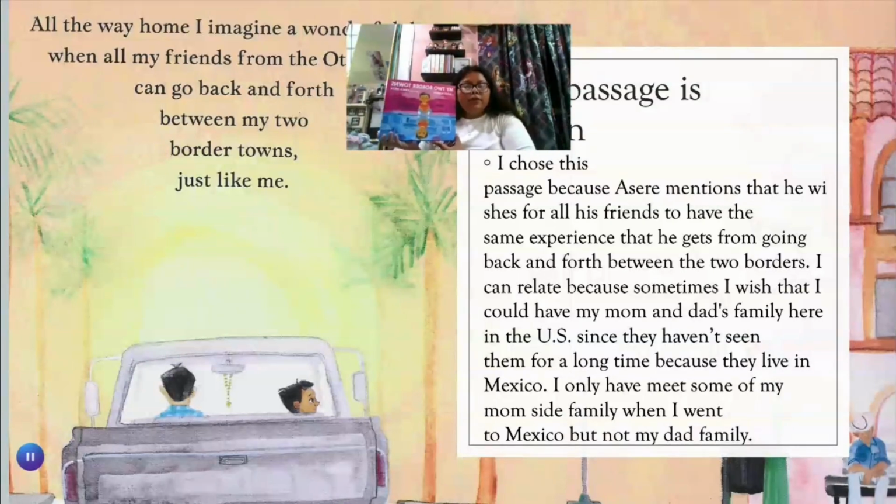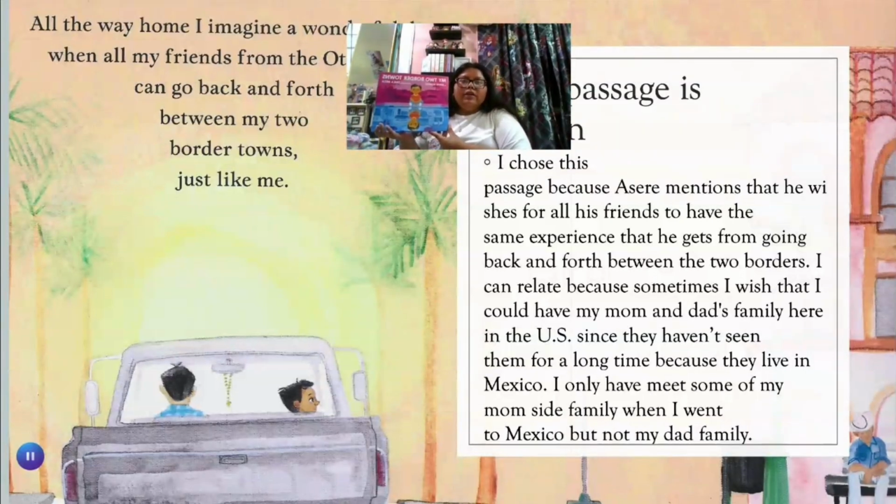This resonates with me because I sometimes wish I could have my mom's and dad's family here in the US, as I haven't seen them in a long time due to them living in Mexico. While I met some of my mom's side of the family during my visits to Mexico, I haven't had the chance to meet my dad's family yet.